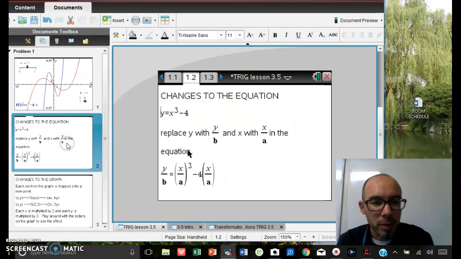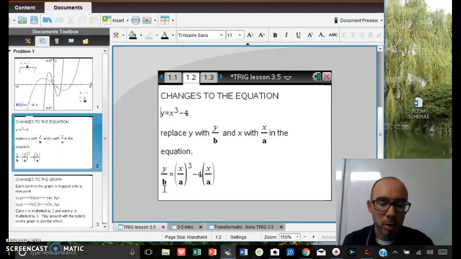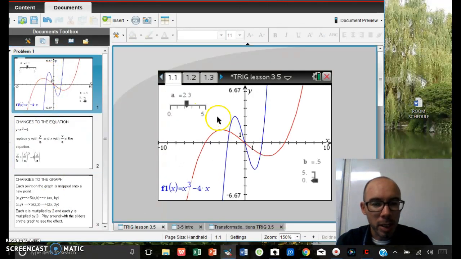What I've done is I've taken the equation x cubed minus 4x, and to fiddle with the equation, I'm going to replace y with y over b and x with x over a. And that's going to have an effect on what the picture looks like. B will affect the vertical change in the picture, and A will affect the horizontal change in the picture.